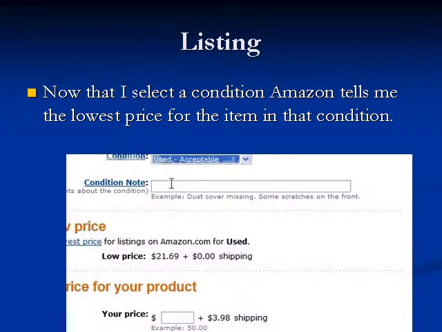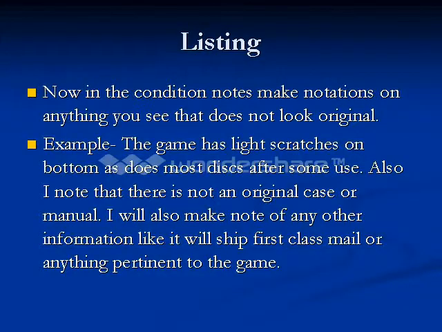Now once you select the condition of your product, you can see on this shot that the lowest price comes up again. It was $21.69 with free shipping, so we want to make sure that we get the lowest price, at least if you want to be at the top of the listings. This is all up to you how you want to do this. You can kind of base it on experience as you go.